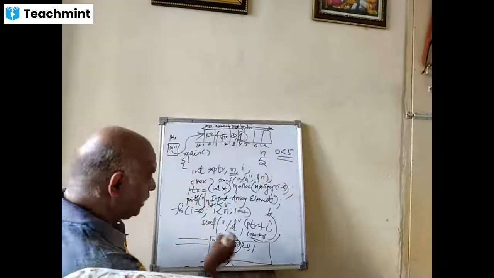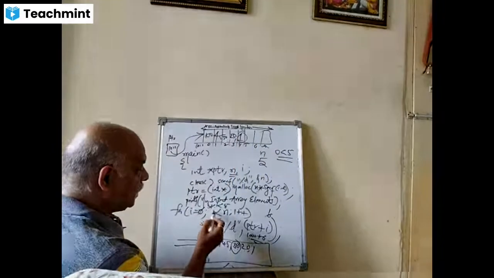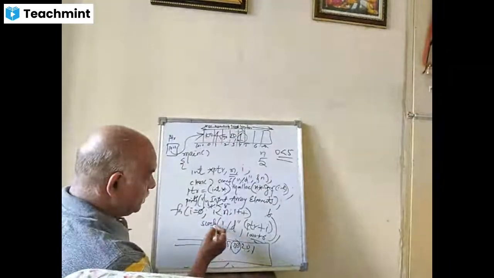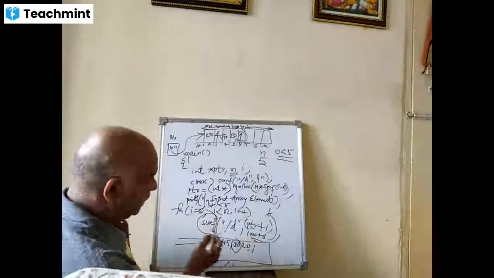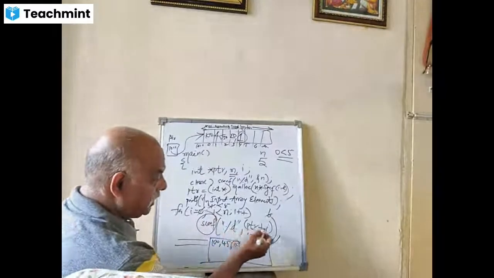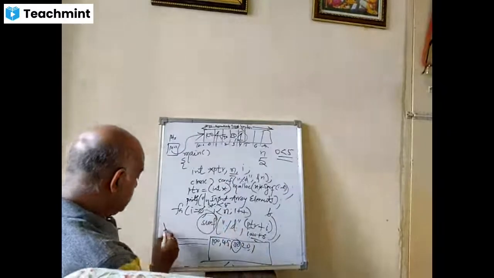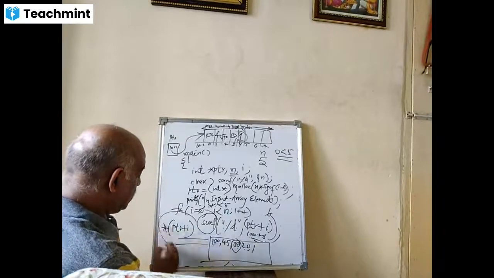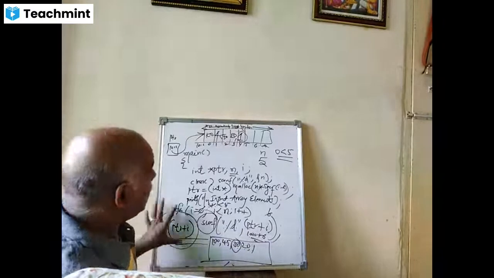To print, what should you do? Same loop: for i equal to 0, i less than n, n is 5. Here, instead of scanf there will be printf with percentage d. Instead of ptr plus i, you put the value at ptr plus i. This is what we have studied now. This is dynamic memory allocation.